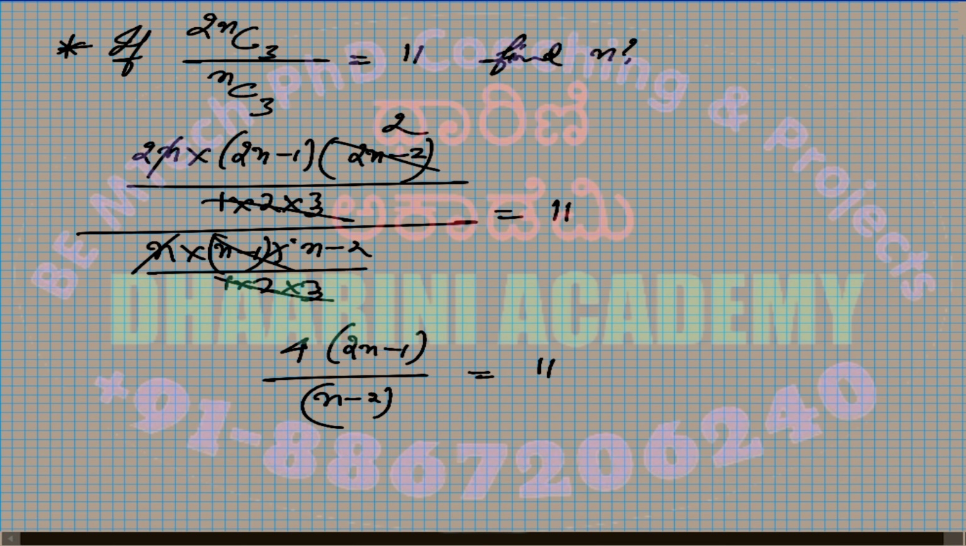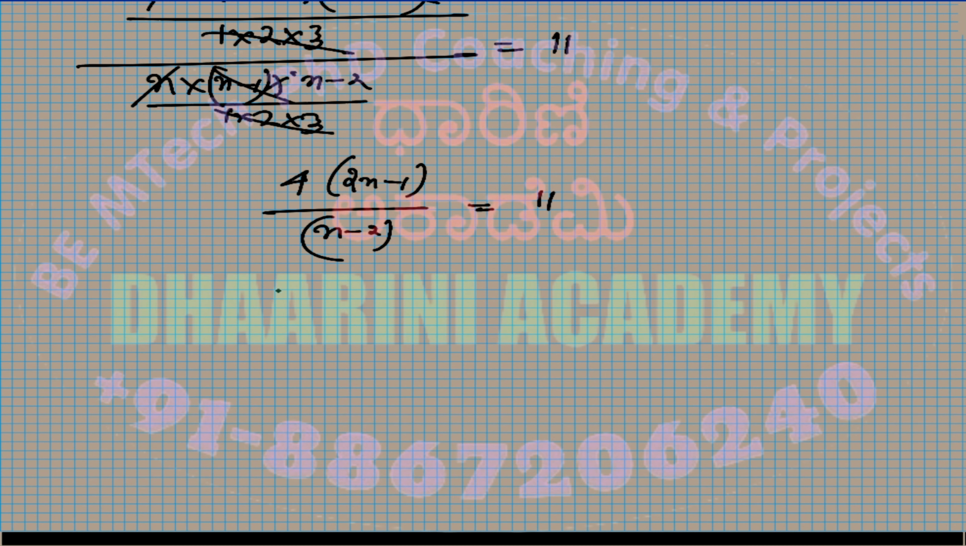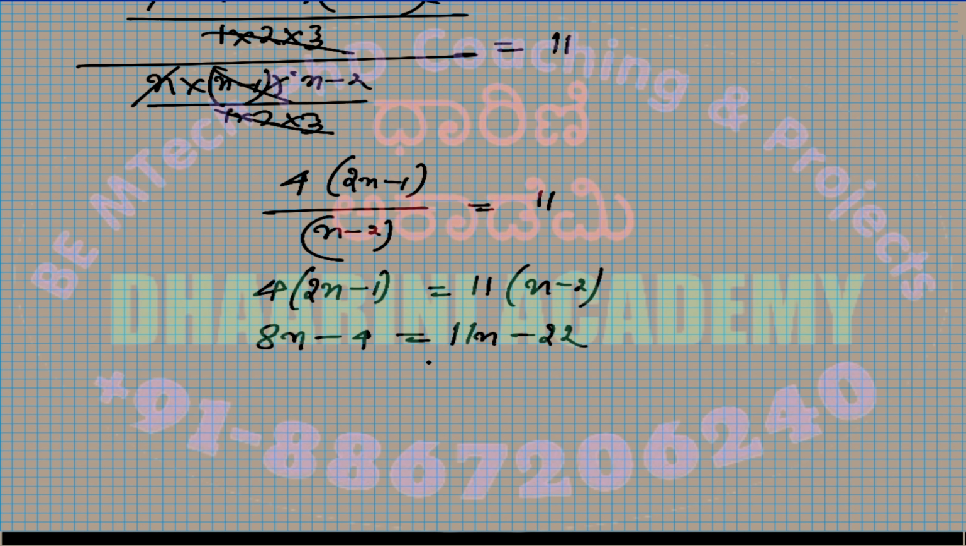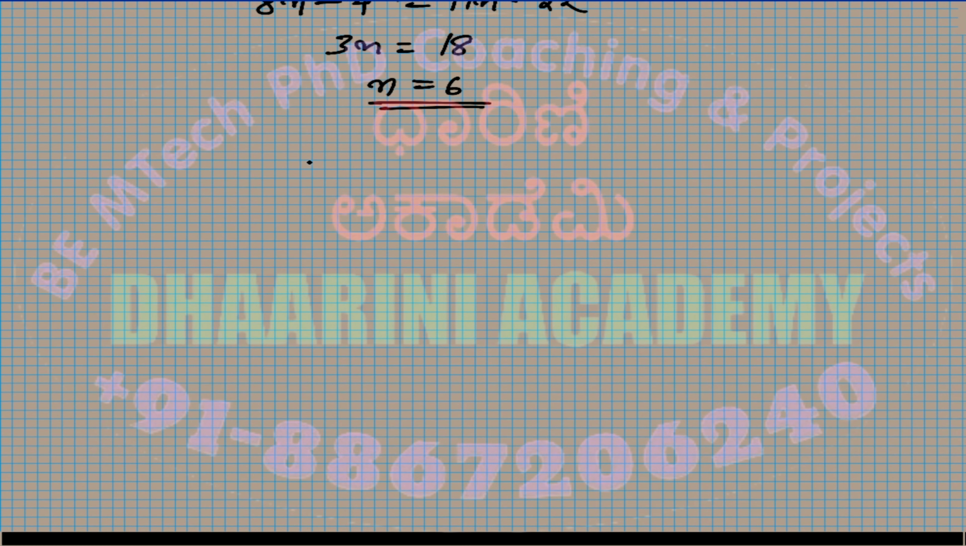All right, now let us try to cross multiply. So 4 times 2n minus 1 is equal to 11 times n minus 2. So 4 into 2, this is 8n minus 4 is equal to 11n minus 22. So 11n minus 8n is 3n should be equal to 22 going to the other side, plus 22 minus 4 is plus 18. So n is equal to 6 is the required answer. All right, next question.